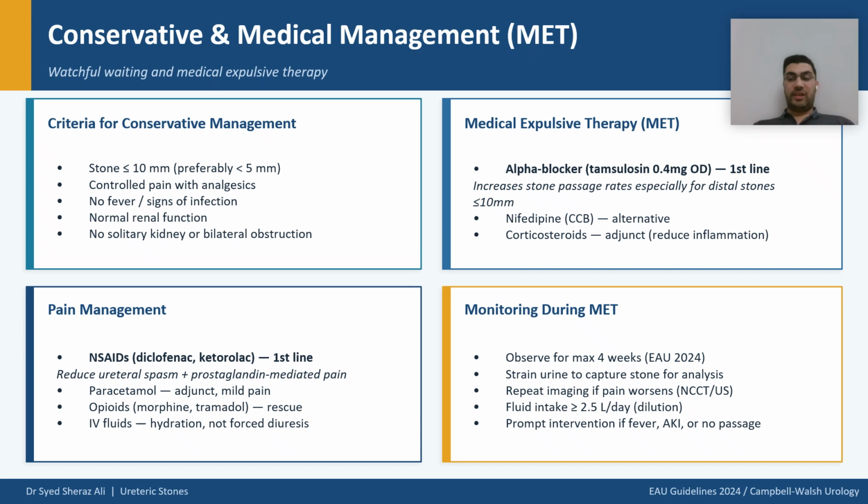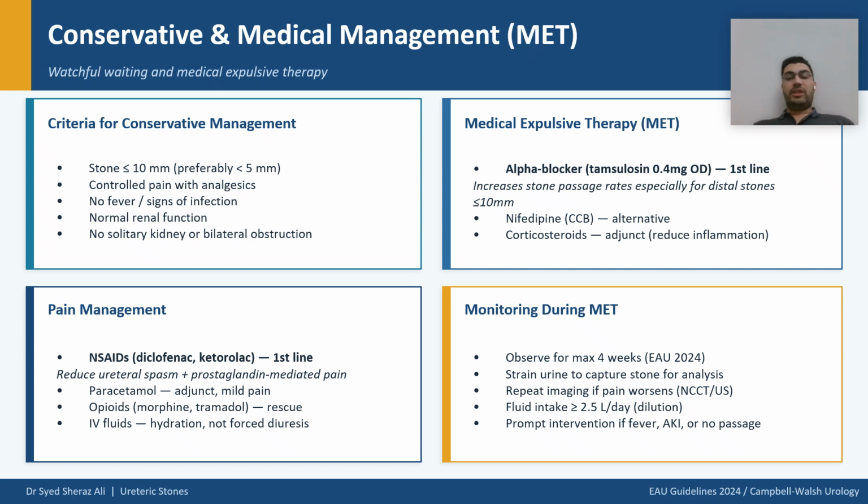The second option is nifedipine, a calcium channel blocker. It is an alternative, though the evidence is less robust than that for alpha blockers. Corticosteroids have been used as adjuncts to reduce ureteric edema and inflammation around the stone. For analgesia, NSAIDs such as diclofenac or ketorolac are the first-line choice.